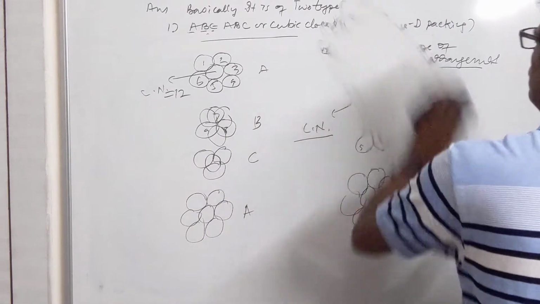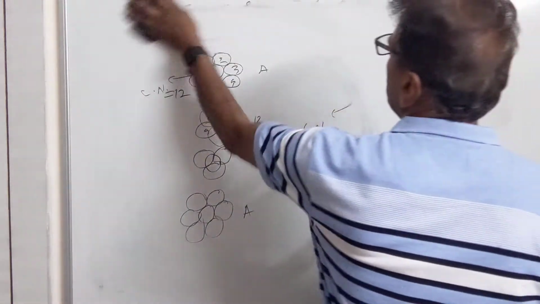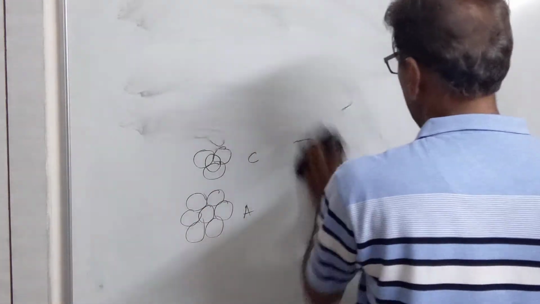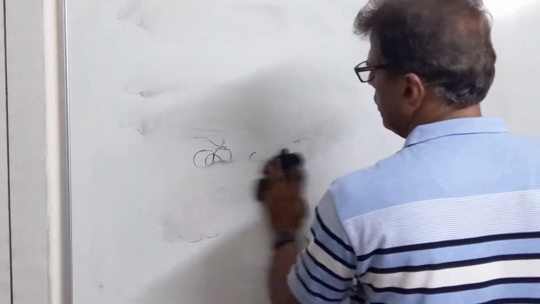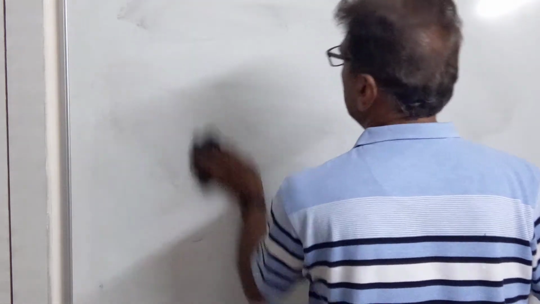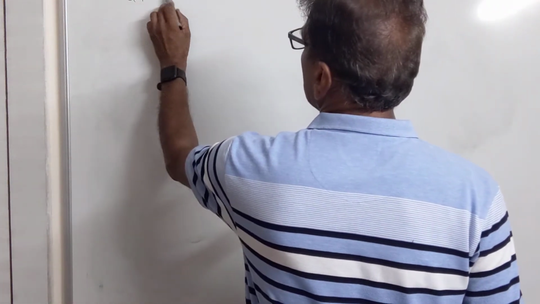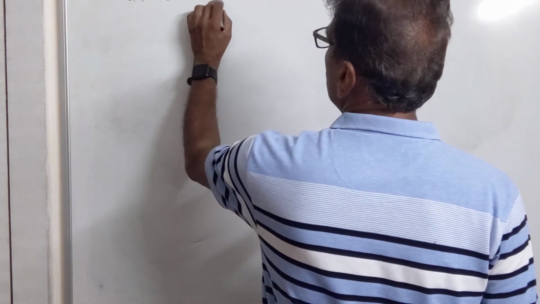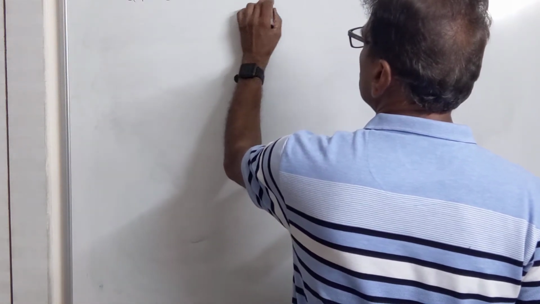Then we come to another important question. What are the different structures? We have to tell their structural arrangement and different types of parameters of each structure. So, question number 12 is discuss some ionic solids.